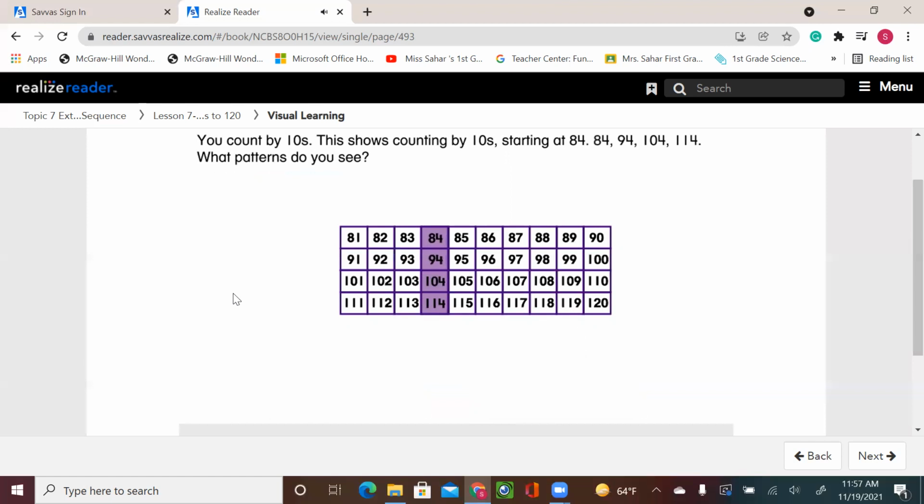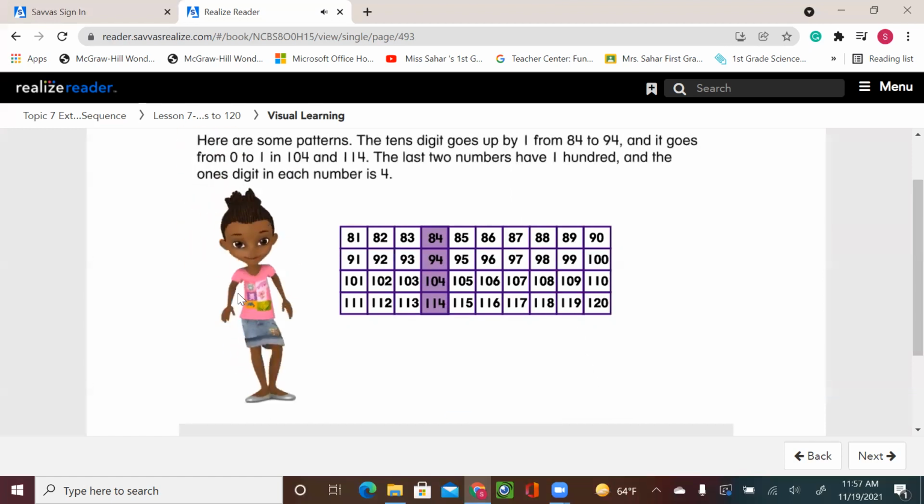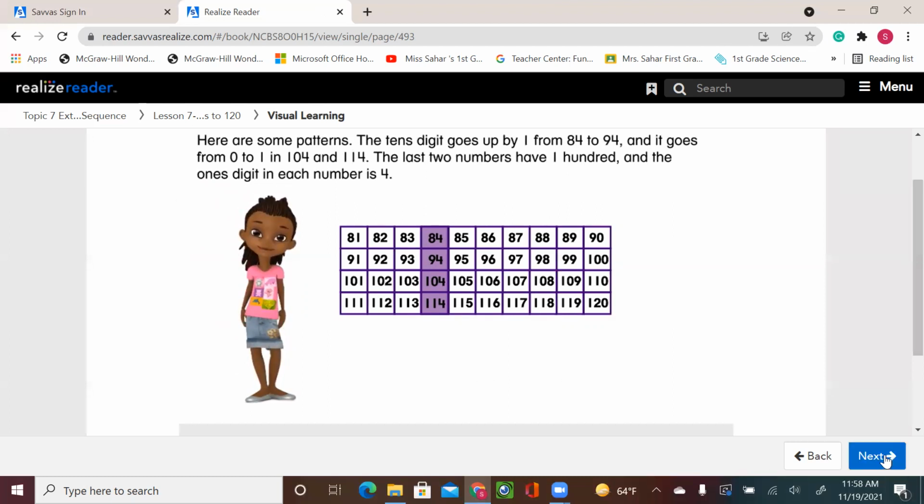84, 94, 104, 114. What patterns do you see? Here are some patterns. The tens digit goes up by 1 from 84 to 94, and it goes from 0 to 1 in 104 and 114. The last two numbers have 100, and the ones digit in each number is 4. Now you know how to count and find patterns on a number chart. All right, so let's see our guided practice.